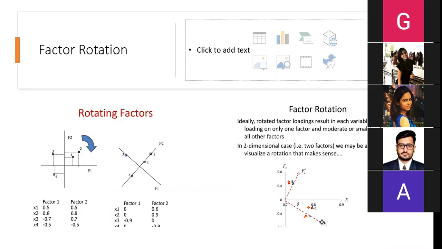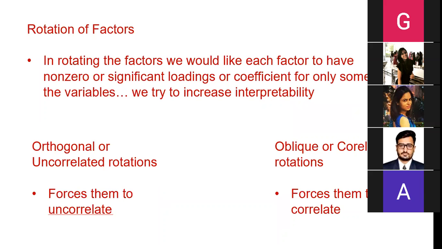Next is rotating the factors. So we have to do rotation. Basically what we do is, this is 90 degrees and we are just rotating this axis. This was our axis initially, we are rotating this axis. What is this rotation? Why are we rotating this? What does that mean? Let's see that.